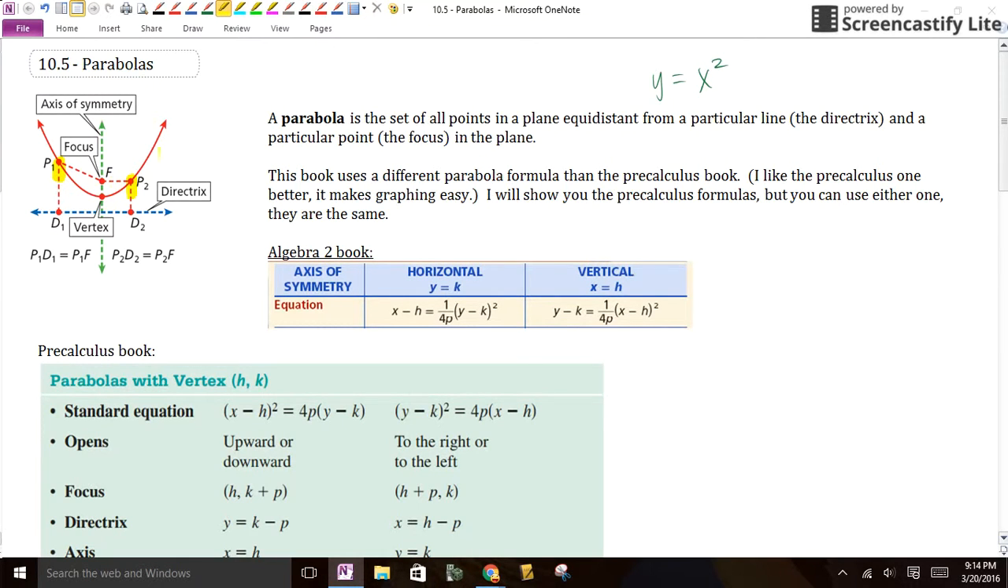So those lines are equal, or to use a little bit of your geometry notation, I could put a little tick mark here and a tick mark here to let you know they're the same, or 2 tick marks here and 2 tick marks here, to let you know that those distances are the same. And that's true everywhere on the parabola. All right, so that focus is very important.